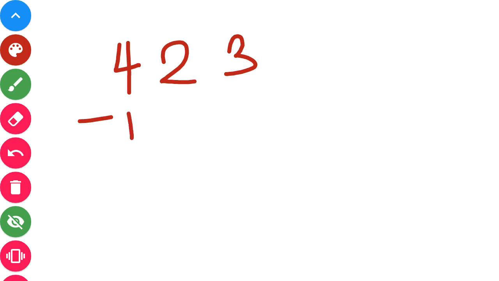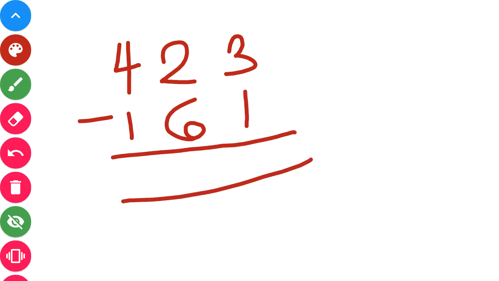Okay, let us take one more example. Here we have to subtract 161 from 423. Now what will we do? We will start from ones place. So which number are we having at ones place? We are having 3. So 3 minus 1 we will get 2.